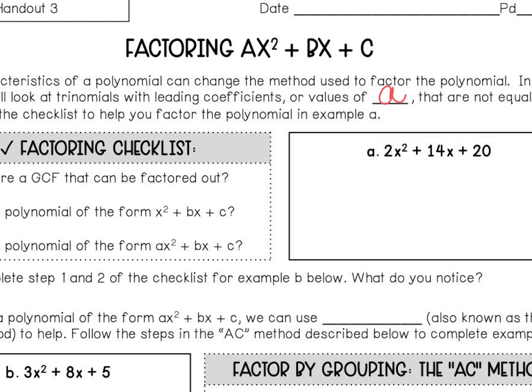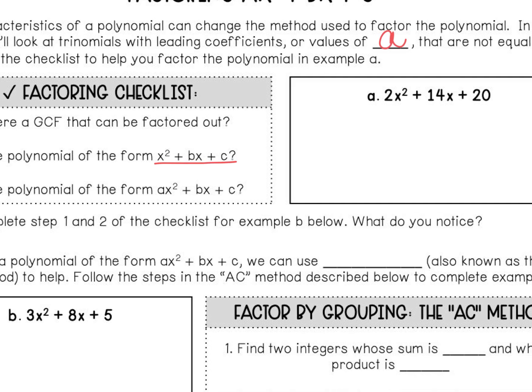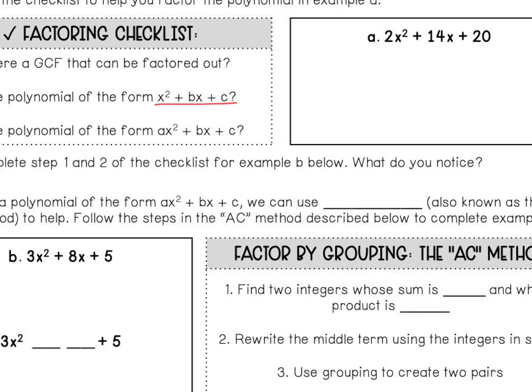Okay? Things that we can do. We always need to look to see if there is a GCF. Is it in the form of ax squared plus bx plus c? Okay, that's called standard form. If it's not like that, we'll have to change it that way before we can do anything. So we have an example here. So we're going to look at this checklist and we're going to look at what we have over here.